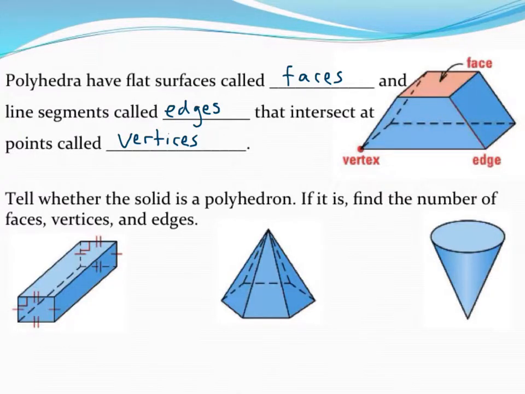In order for a three-dimensional solid to be a polyhedron, it can have absolutely no rounded edges to it. All faces, the sides, must be flat. You can't have anything curved to it.